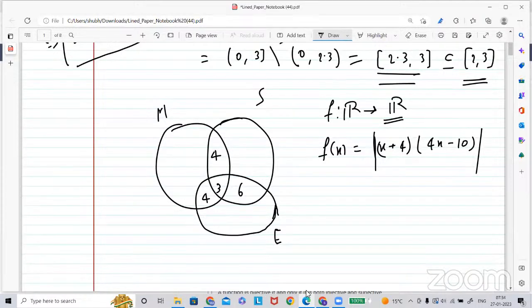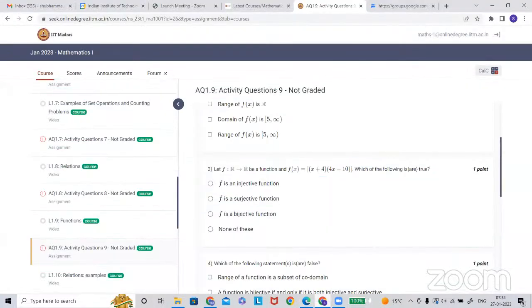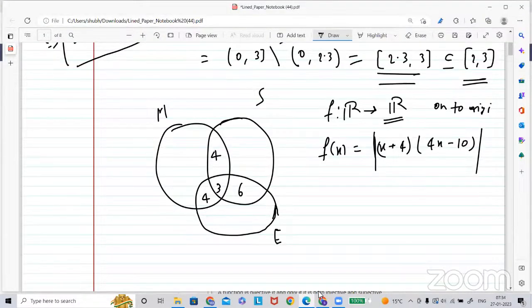So that means it is not going to be onto. It is not onto, which means it is not surjective. Onto means surjective. Now, is this injective? How will we check it?